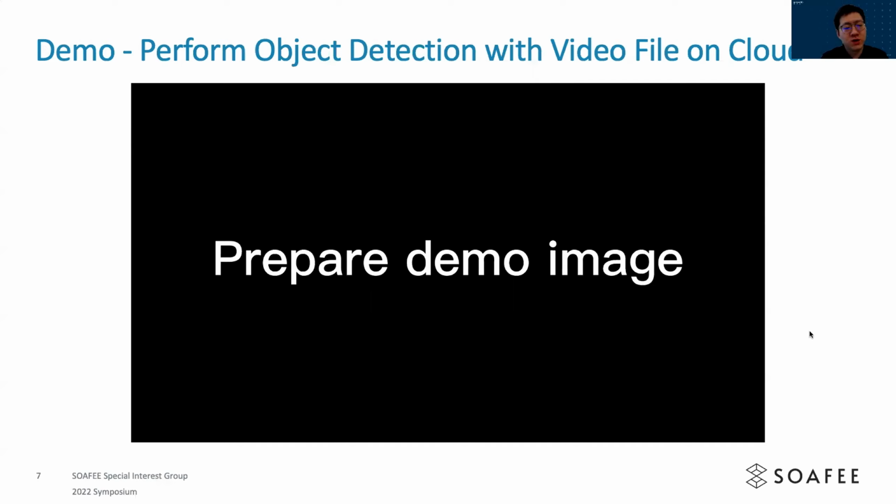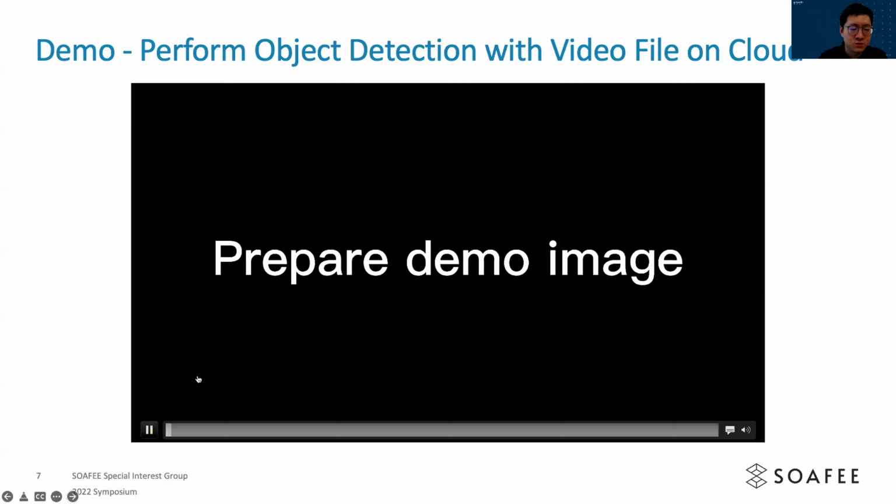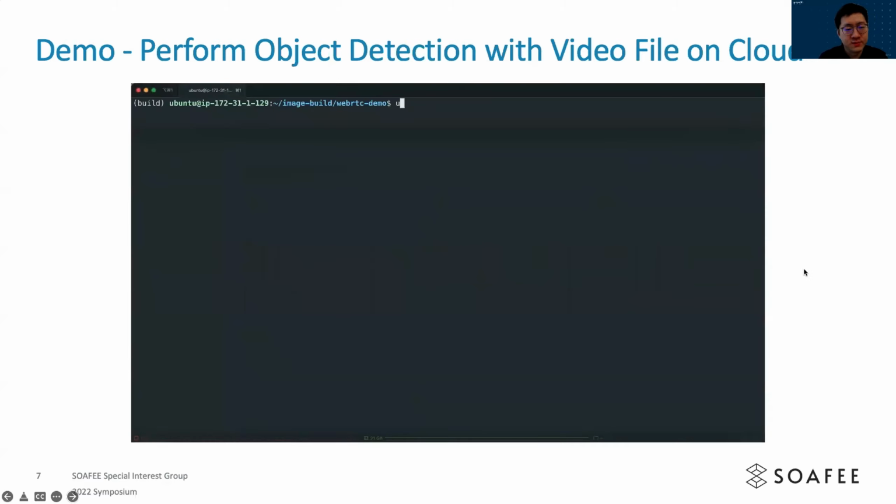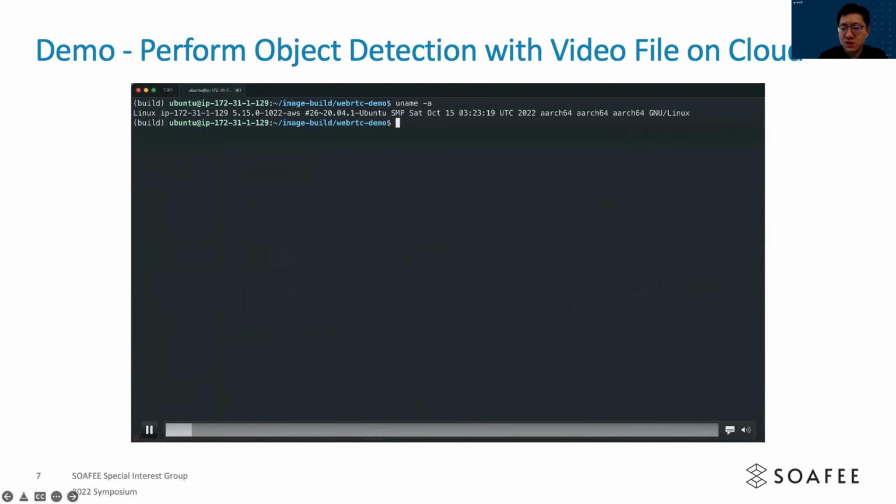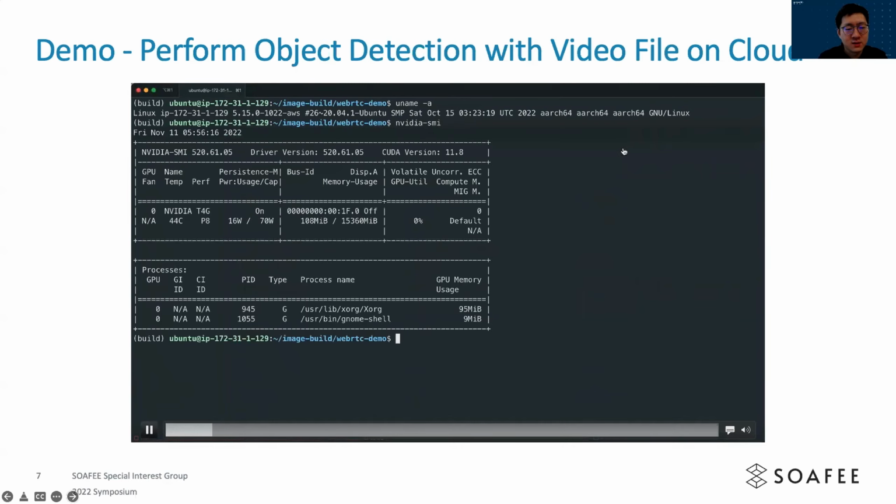Now let's watch the recorded videos for demonstration. First, we will perform the object detection on the video file in the cloud side. Let's watch the video. Here is the basic information of the AWS machine in the cloud side. Its OS and GPU information.